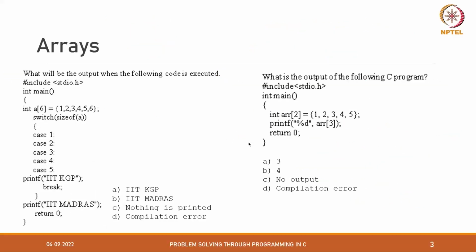So we have a question here which is a combination of switch case as well as arrays. We have defined an array of size 6. It is an integer array, and we are initializing the array with 6 different integer values: 1, 2, 3, 4, 5, 6. And then we are doing a switch of size of something, and we have many different cases, and we are printing something. So what should be the output of this particular code? You can consider the int as 2 bytes here.